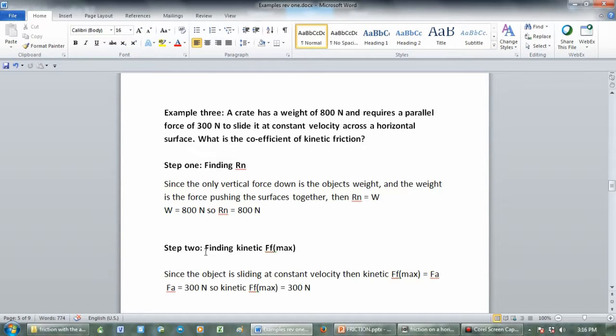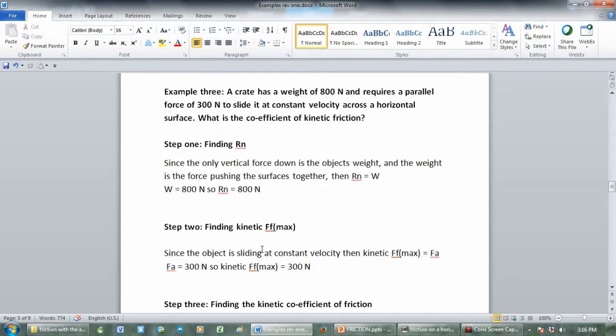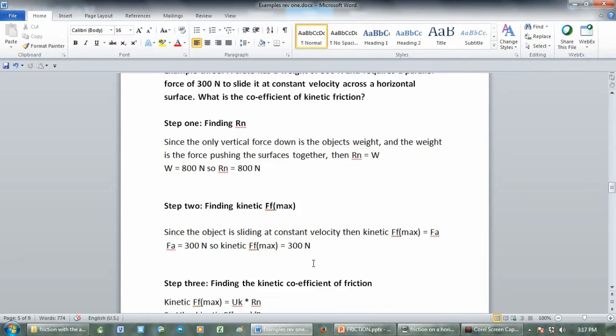Step 2. Finding the maximum kinetic friction force. Since the object is sliding at constant velocity, then the maximum kinetic friction force equals the applied force. So the applied force is 300 newtons, so the maximum kinetic friction force is 300 newtons.